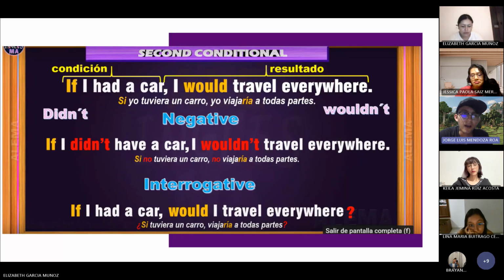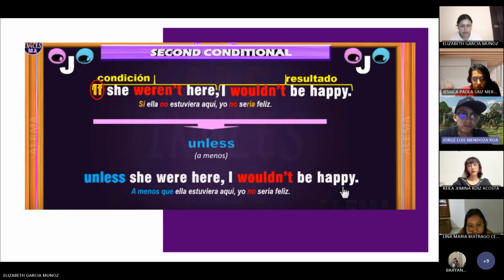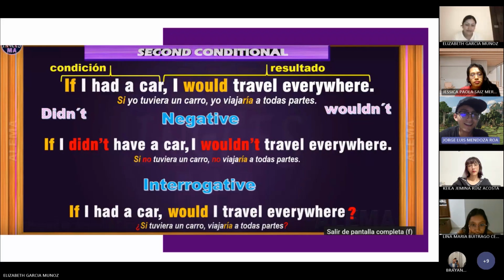Okay, right now here we have all the structures. Elizabeth, the previous slide, please. Okay, here we have all the structures of the second conditional. We have the affirmative, that is the first one, the negative, and the interrogative.